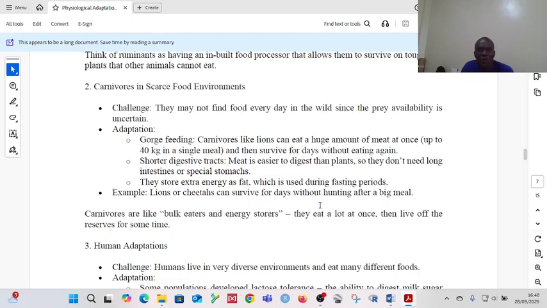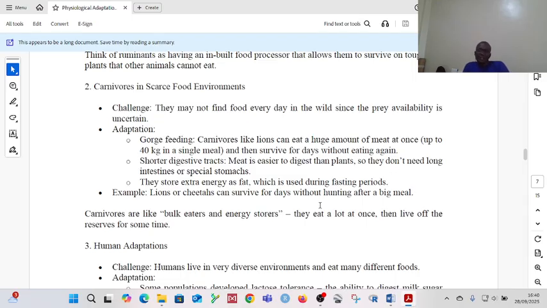So one, you have carnivores like lions eating a huge amount of meat at once. And then they can survive for days without eating anything again. We call that gorge feeding. The second adaptation is they have a shorter digestive tract.